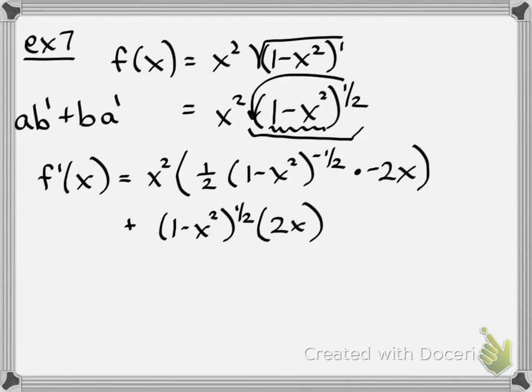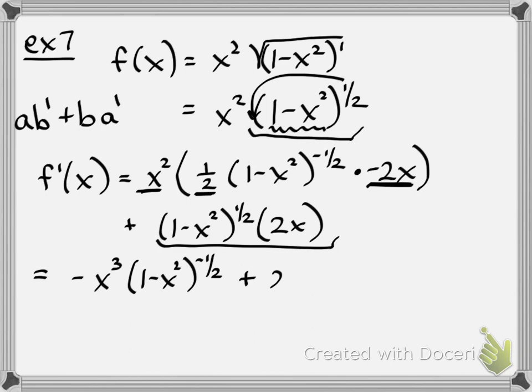Okie dokie. Let's see if we can clean this up a little bit. X squared, 1/2, and negative 2x. Those can all be multiplied together. 1/2 of 2 is 1, so we have negative x to the third. Make sure you see that. And then parenthesis 1 minus x squared to the negative 1/2 plus down here, we'll just make it 2x times 1 minus x squared to the positive 1/2.